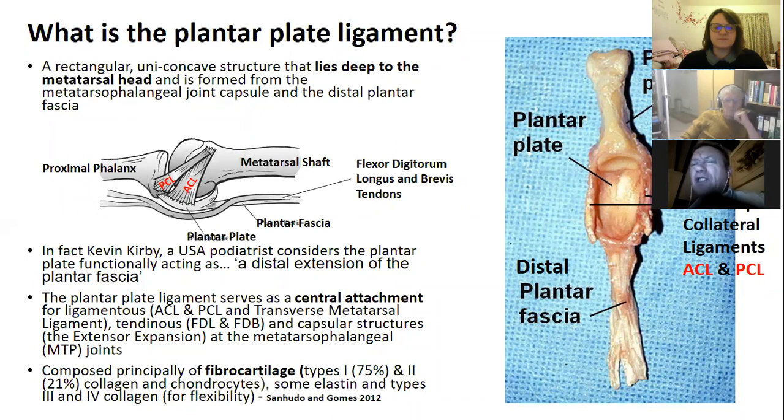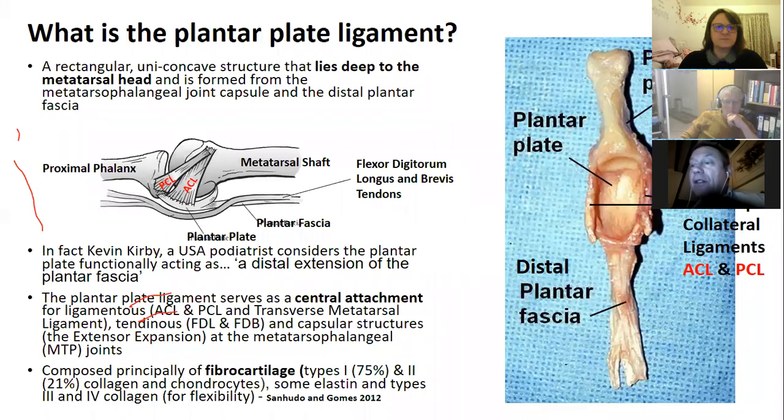And the plantar plate, strangely enough, in many ways, I think it's good to look at it as the bottom or the plantar aspect of the joint capsule. So if we look at the metatarsophalangeal joint, metatarsal head, metatarsal shaft, the proximal phalanx, it's surrounded thickly by this joint capsule, and the joint capsule on its base is thickened into the plantar plate. So in many ways, it's the base. And I think it's nicely put by a podiatrist from America called Kevin Kirby, who actually calls the plantar plate the distal extension of the plantar fascia.